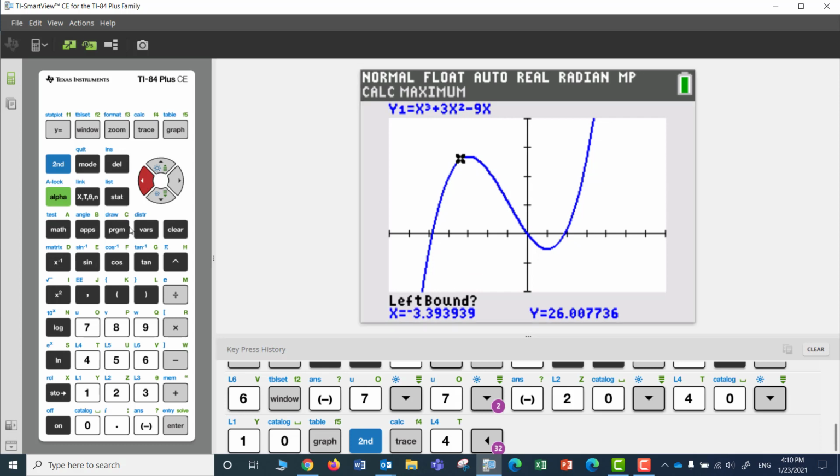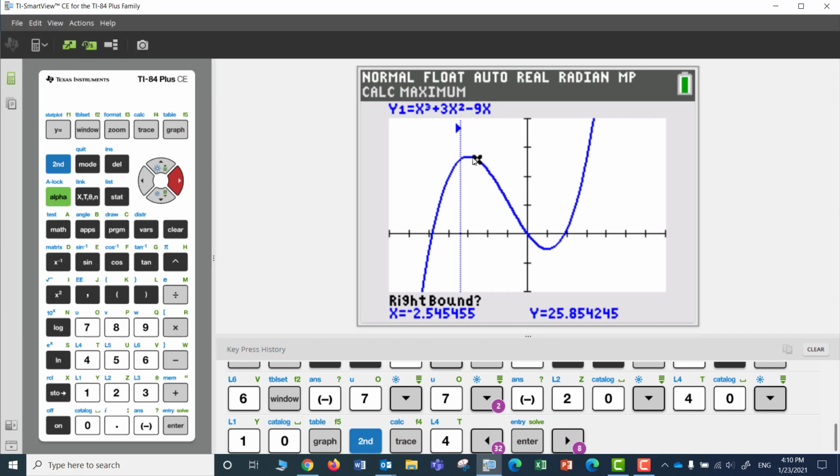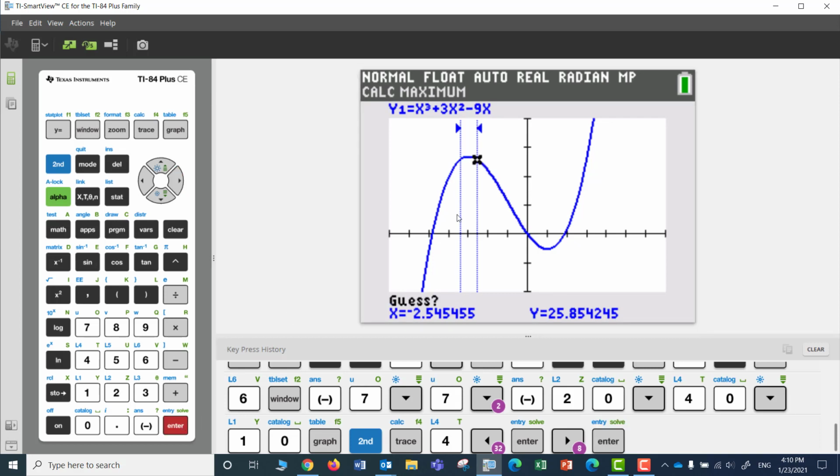Once you push that maximum item, you are asked to input the left bound. For the left bound, you can use the left arrow to move the cursor to the left of the peak that you are looking for. Make sure it's to the left of that peak. For the right bound, you use the right arrow to move the cursor to the right of that peak. What this does is provide a bound within which the calculator is going to seek the answer. For the guess, you don't have to worry about what exactly the value is, so you just push enter.